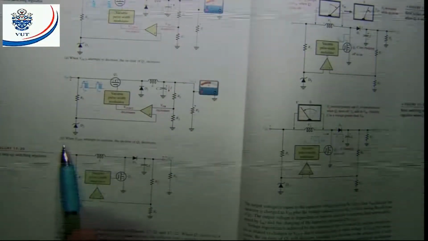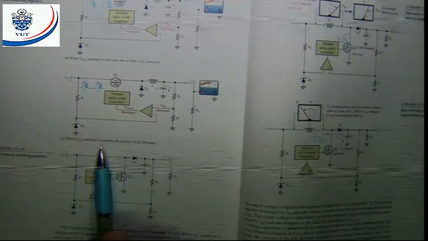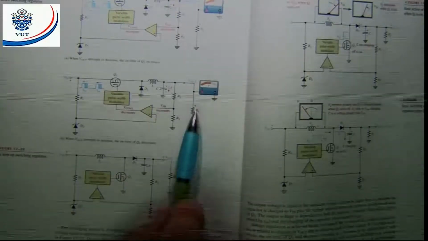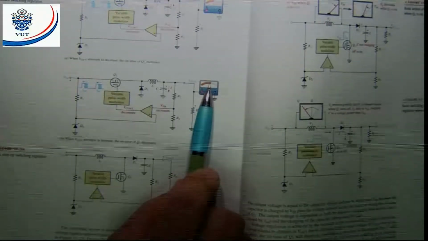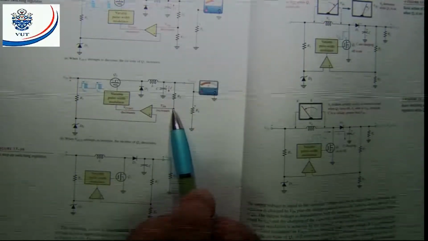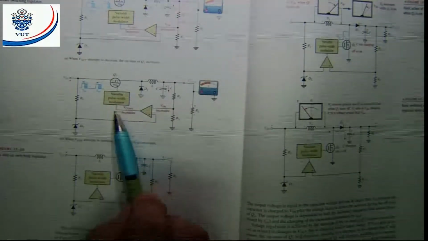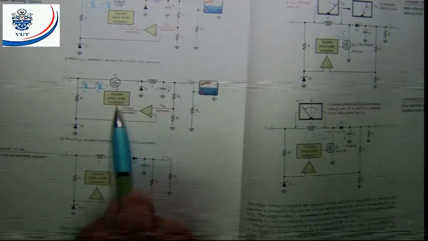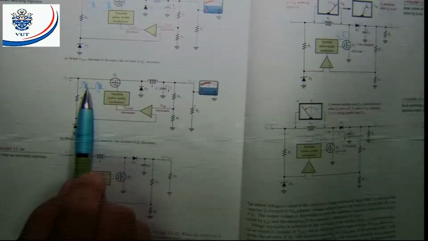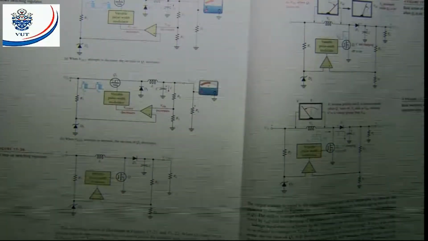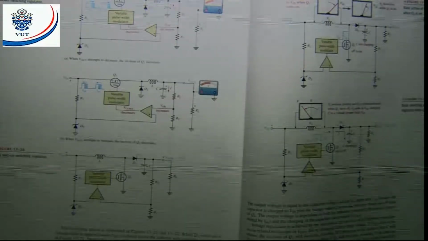The next one, when V out attempts to increase, that means my output voltage tends to, if I do certain things at my load, increase. When the output voltage increases, the voltage at this point is also going to increase. When that increases, it will tell my variable pulse width modulator to decrease the on time. When I decrease the on time, I will also decrease my output voltage. Again, I repeat, that is normally small variations.